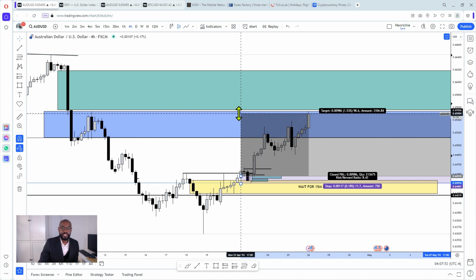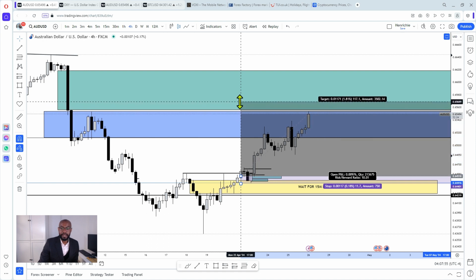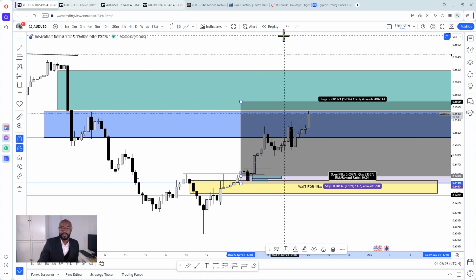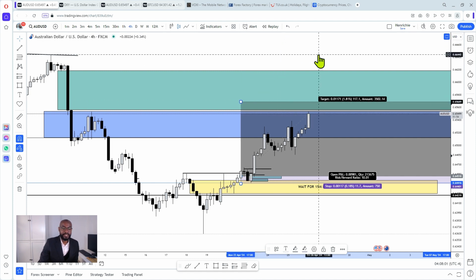For now, we're currently in 1:8.3 profit, which is phenomenal. But I want to close the trade at a 1:10 for the week. I just want to close at a 1:10 for the week.